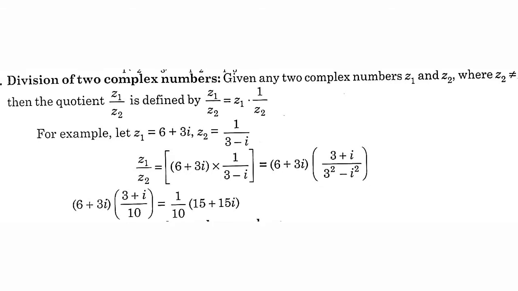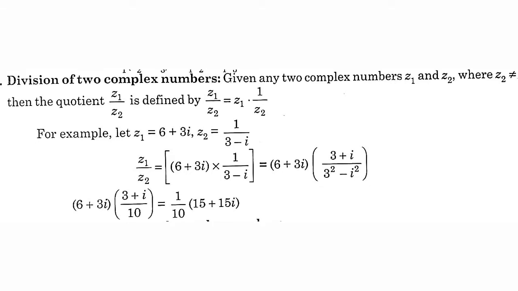For example, consider z1 is the complex number 6 plus 3i and z2 is another complex number 3 minus i, so 1 upon z2 is equal to 1 upon 3 minus i. Here i means iota. So z1 upon z2 is equal to 6 plus 3i into 1 upon 3 minus i, which is equal to 6 plus 3i.